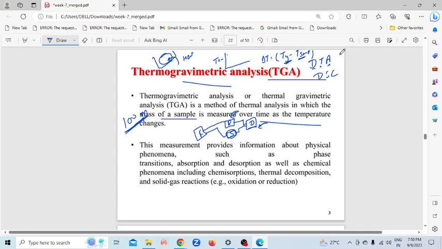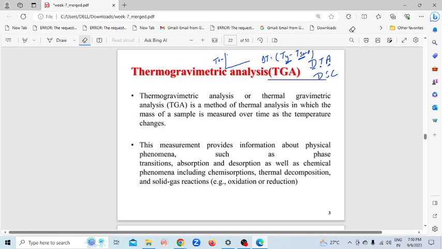Then finally DSC. DSC means calorimetric, it will also measure enthalpy. Enthalpy means suppose you are melting something. I have already explained. Suppose you are melting ice to water. So it requires some energy. Just a minute. Let me explain in a very simple manner.